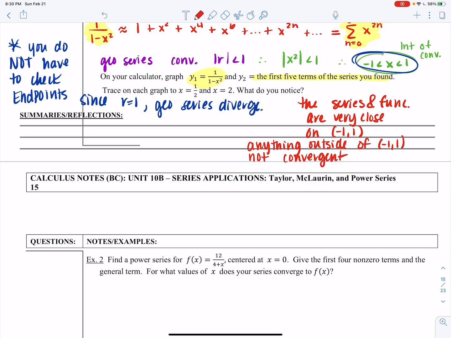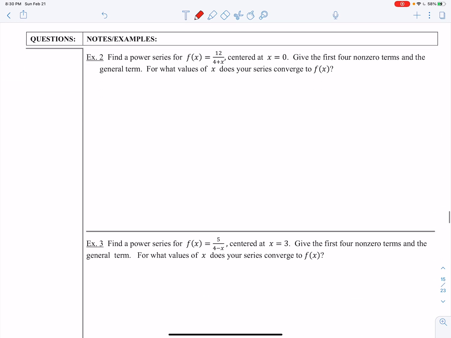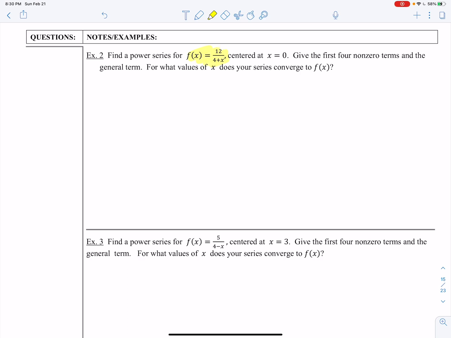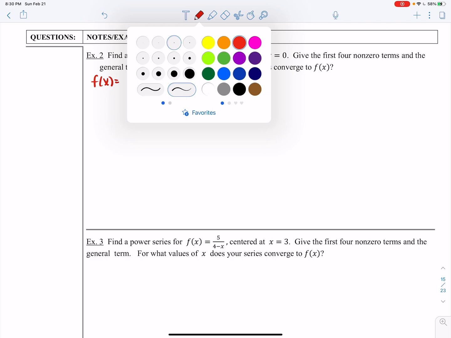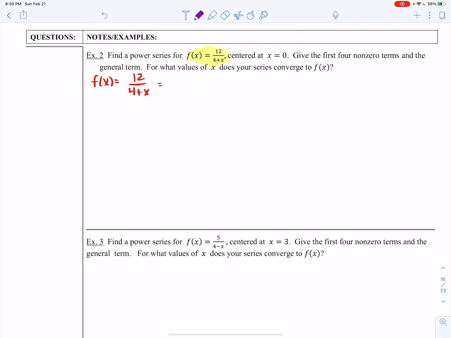Okay, let's do another one. A little bit spicier. So that one was pretty easy. So now we're going to let our function be 12 over 4 plus x. So remember that the goal is to force this to be geometric. Okay, 12 over 4 plus x. Now, if you remember, we want this to look like a1 over 1 minus r. Okay, that's the sum of a geometric series. Remember, sum is the function. We're going to say this function is convergent, and it's going to sum to a1 over 1 minus r.